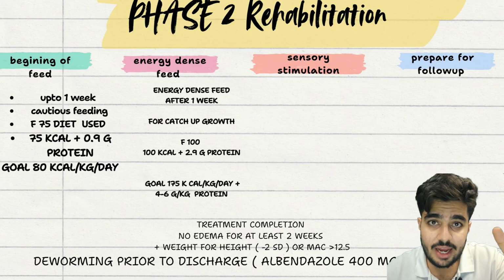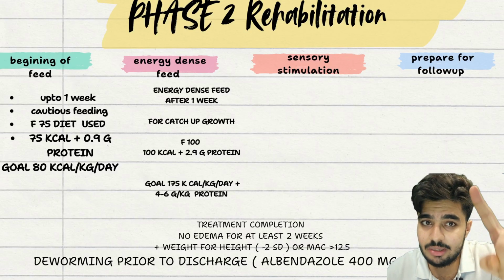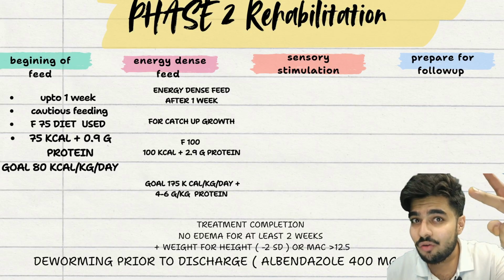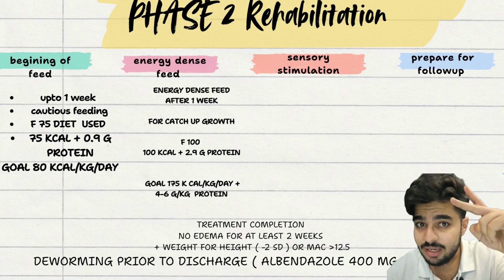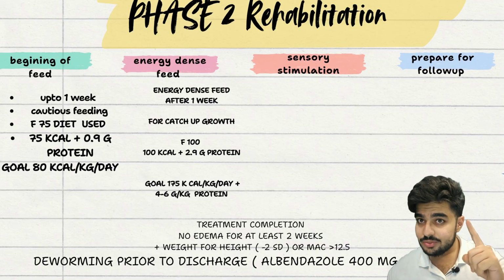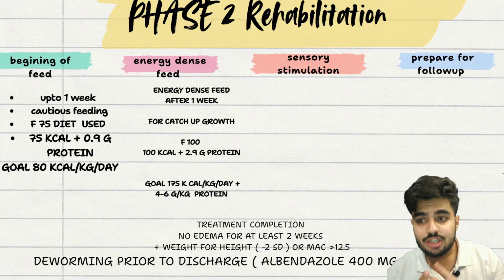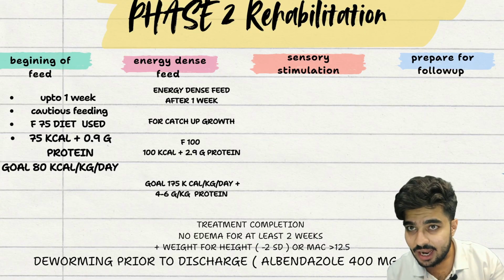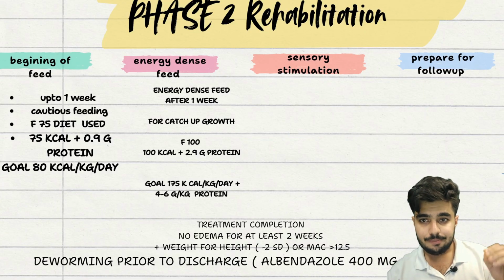What is F75 diet? F75 diet is given in the first week of the rehabilitation phase, or the second week of the illness. First week is our stabilization, starting of second week will be rehabilitation. So first week of the rehabilitation or the second week of the illness, we give the cautious feeding, that is our F75 diet, and our goal is to reach 80 kilocalorie per kg per day.